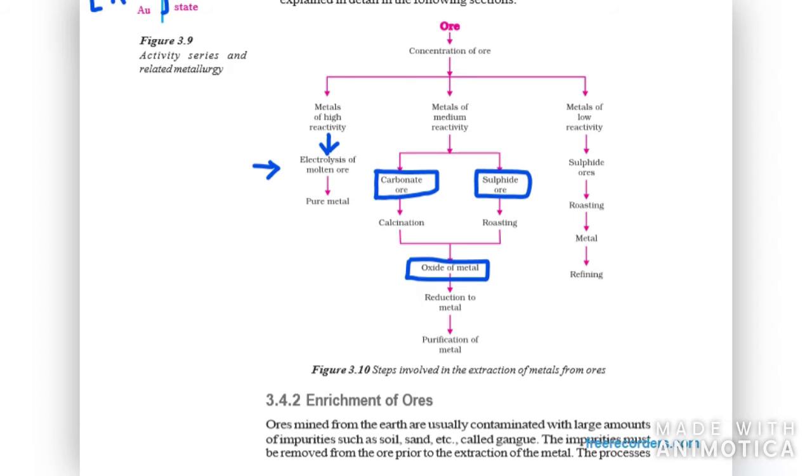Then for oxide of a metal, we have to do reduction. Reduction is with the help of carbon element. Then from it, we get purified metal. So remember, from metals of medium reactivity, we have different types of ores, that is carbonate ore and sulfide ore. If you want to get oxide of metal from carbonate ore, you have to do calcination. If you get oxide of metal from sulfide ore, you have to do roasting. Then oxide of metal can be reduced by the method of reduction, and then we get purified metal.